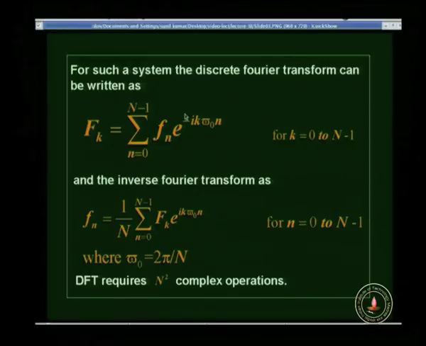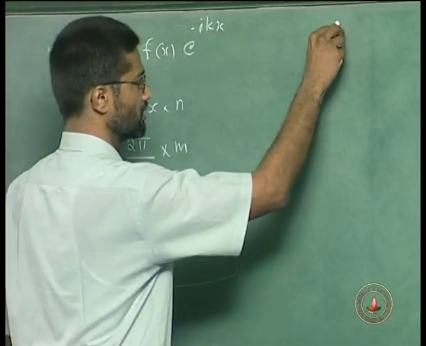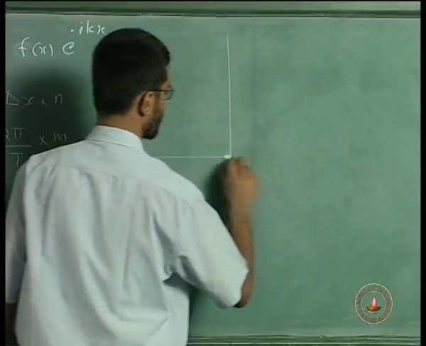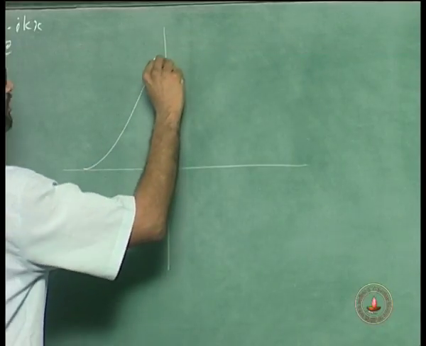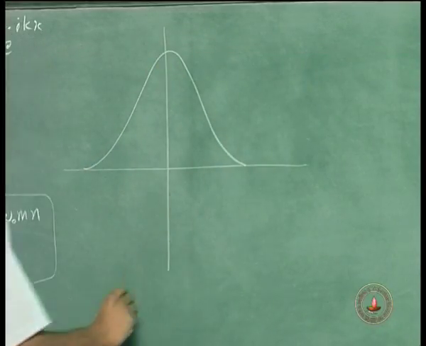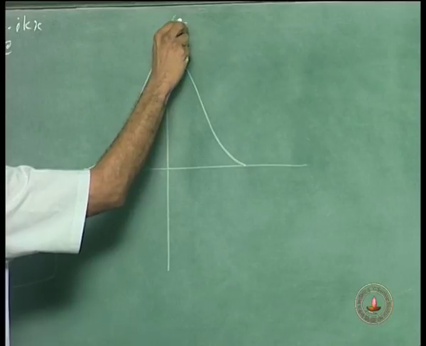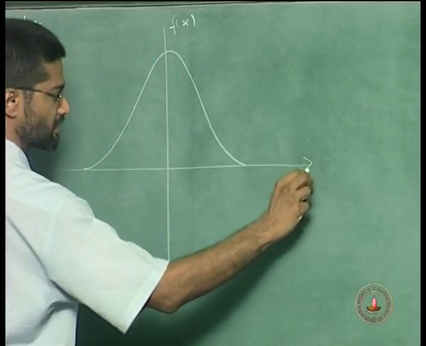Okay, now let's try to use this form of the expression for the discrete Fourier transform first, and compute the Fourier transform of a function of this form. That's a Gaussian. Okay, let's take a Gaussian. So I have a function which is of this form. That's my f of x, and this is x.